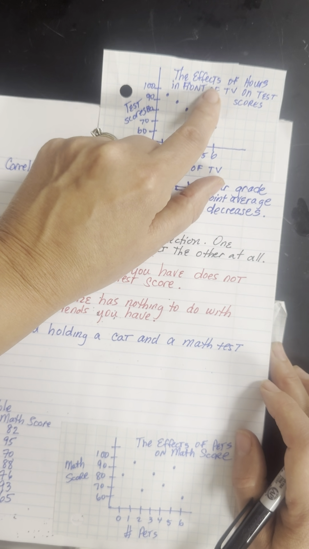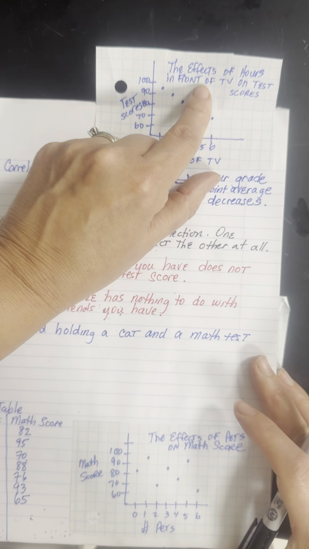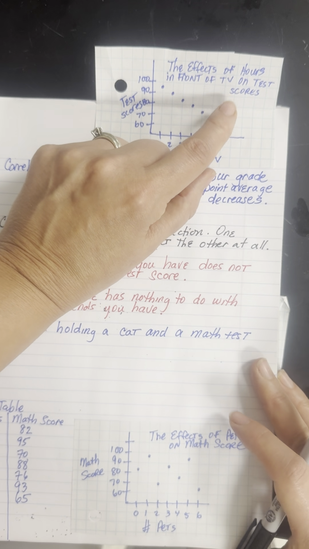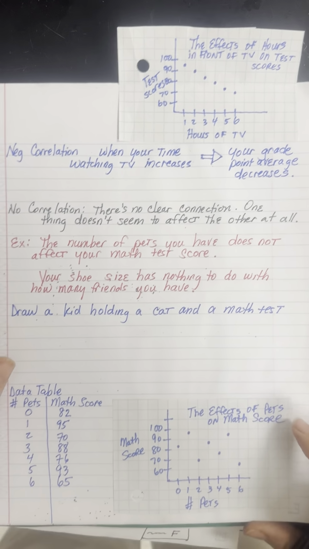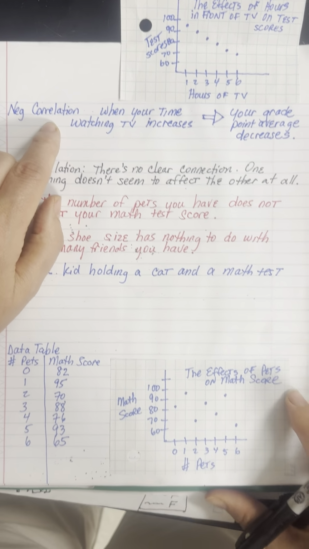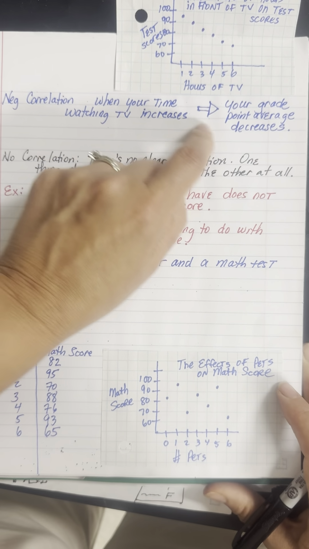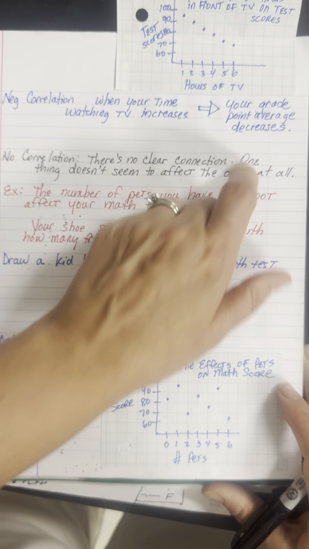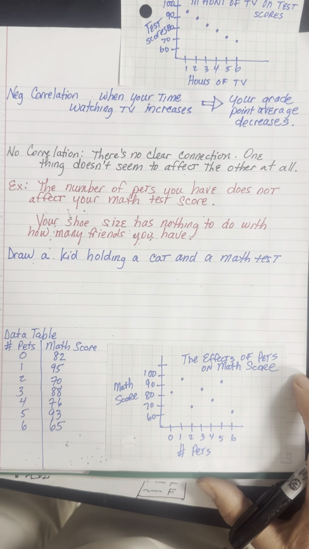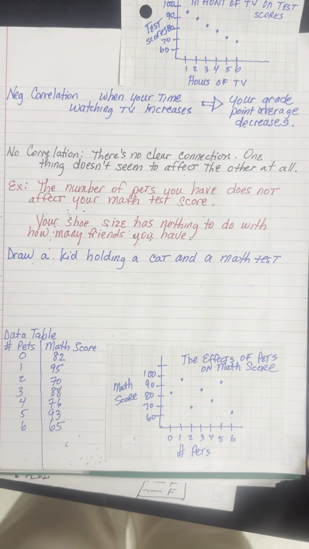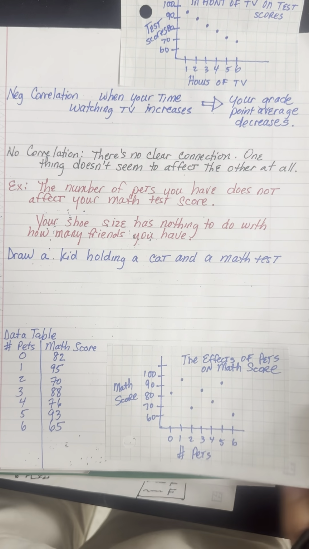Put your title: the effects of hours in front of TV on your test scores. This is a negative correlation. So when your time watching TV increases, then your grade point average decreases. Again, a negative correlation, as one goes up, the other goes down. They move in opposite directions.